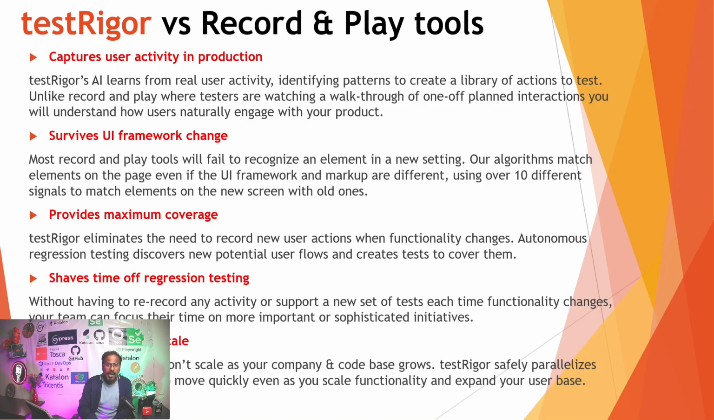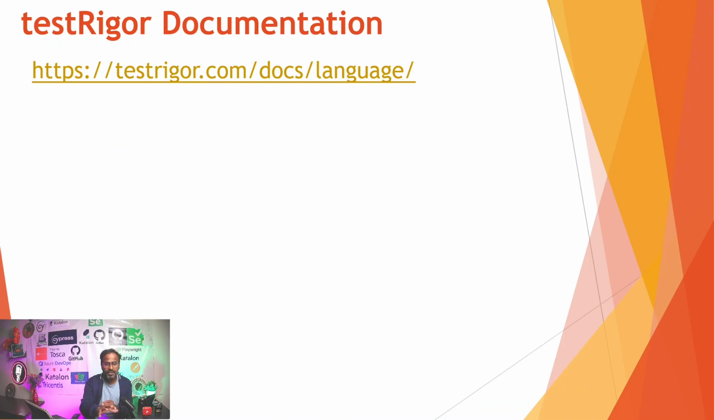And then by using testRigor, you can achieve speed at scale. One by one recording doesn't scale as your company and code base grows. Whenever your company or code base is growing, if you are recording test cases one by one, it takes a lot of time. So testRigor safely parallelizes your testing and allows you to move quickly even as you scale functionality and expand your user base.